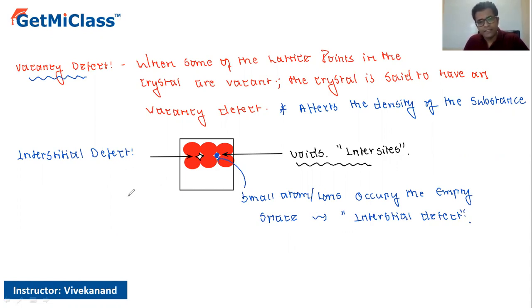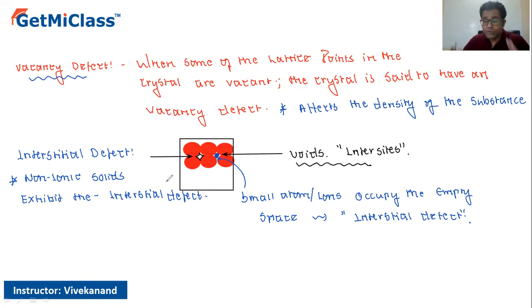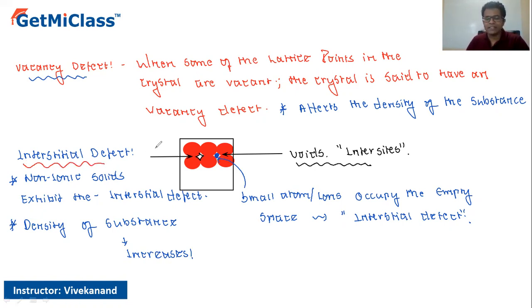Now, there are certain important key points that we need to remember about the interstitial defect. These defects are usually observed in non-ionic solids, so non-ionic solids exhibit the interstitial defect. Because of the impurities coming and occupying the intersites, the density is affected. In this case, the density of the substance increases, right?